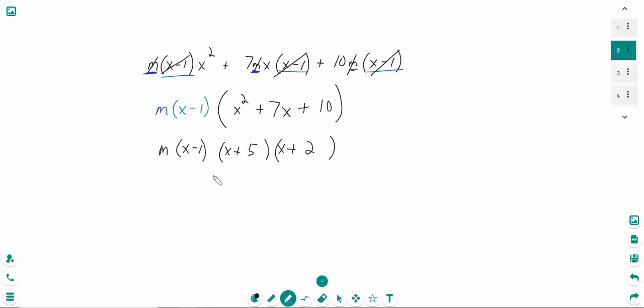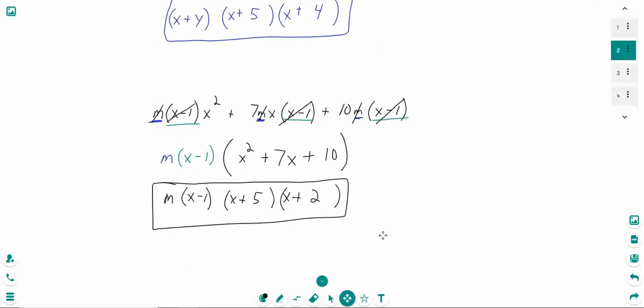And there we go. Again, if you want to do a quick check, you certainly could, but you would see that when you multiply these two out, when you FOIL them, you do get back to the original trinomial, and so you did it right. And there we go. That is our factorization. Excellent. All right.